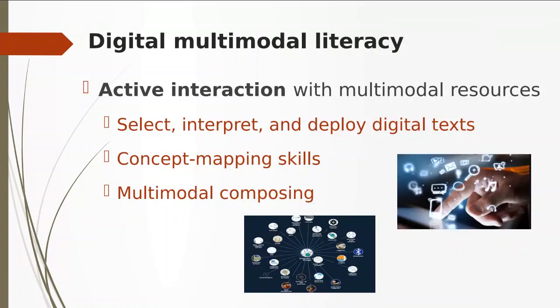So there's a lot of discussion about digital multimodal literacy in the literature. People are discussing, okay, with all these changes, students are expected to develop an active interaction with different resources. For example, students need to be able to navigate, select, interpret, and deploy different digital texts. And with all this massive information that is available to them, they need to be able to develop concept mapping skills to develop their own hierarchy of conceptualizing all this information.